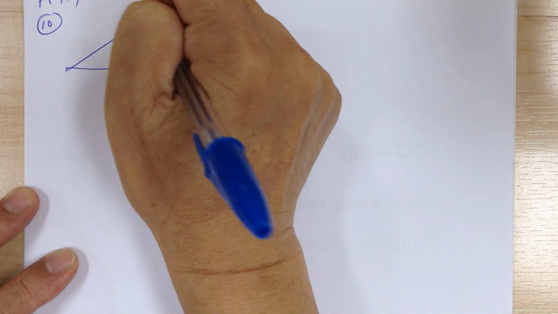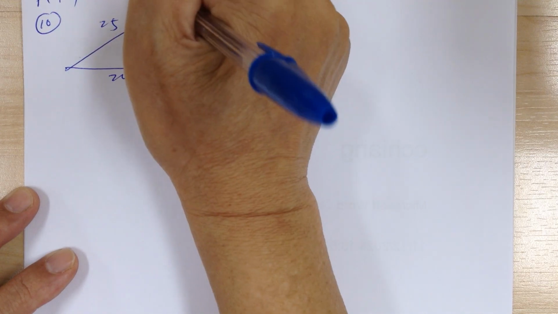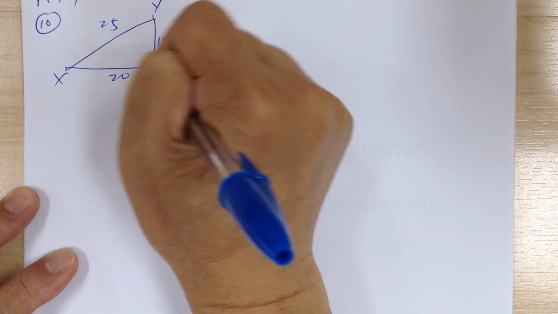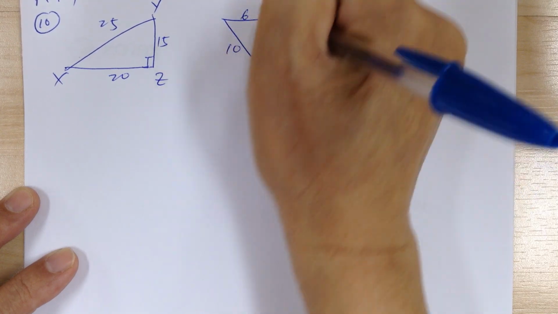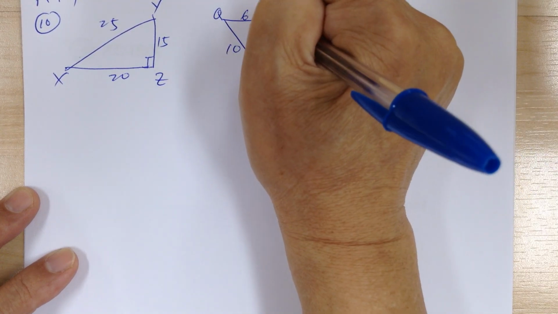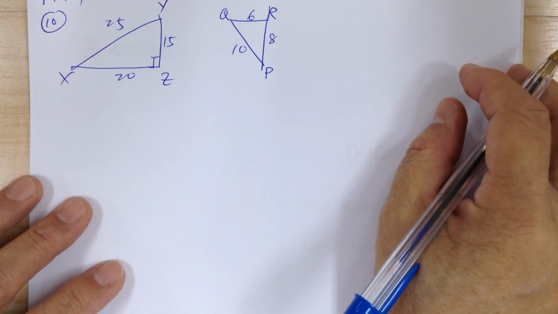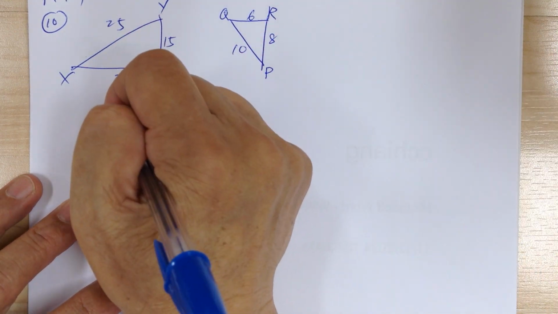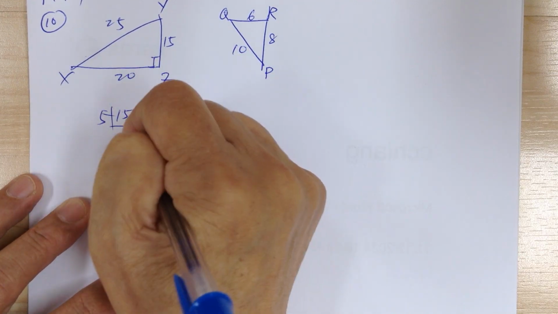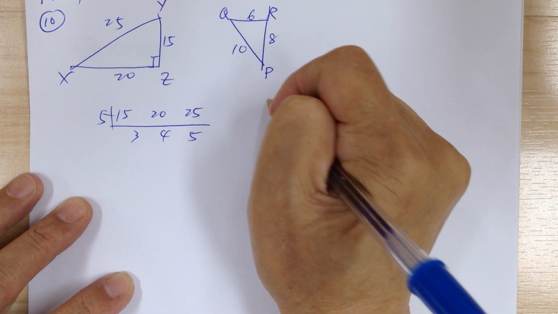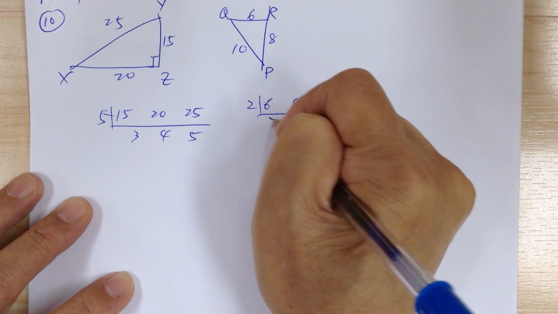Okay, so you have this triangle. You got 15, 20, 25, and you got X, Y, Z, and you have this triangle here. You got 6, 8, 10, and you have the Q, R, P. Right? So again, you can do it using a ratio, or I kind of like the other method. I like to do the short, medium, long, and just divide by 5. I got 3, 4, 5. This one I got the 6, 8, 10. Divide by 2. I get 3, 4, 5.